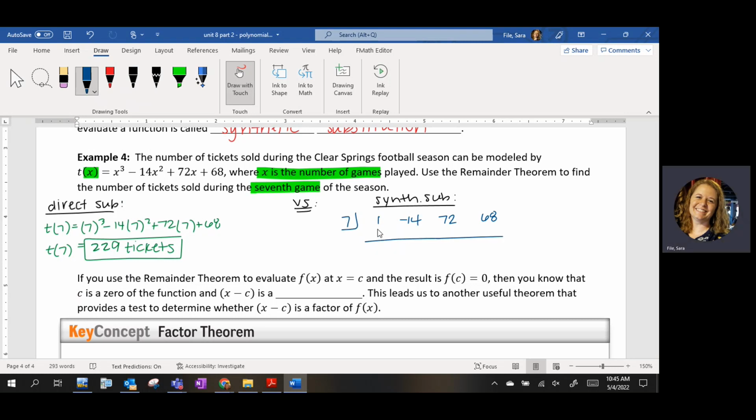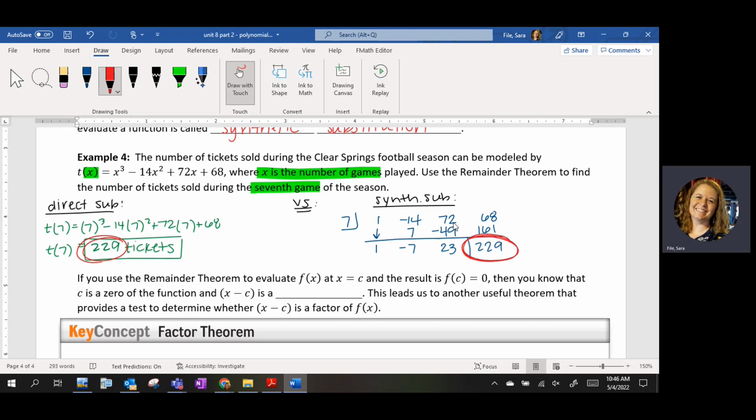And if I do my synthetic division, drop the 1, 1 times 7 is 7. That's negative 7, times 7 is negative 49. That's 23. Times 7 is 161, which comes out to 229 as the remainder. How about that? We got the same answer as our remainder as we got doing direct substitution.